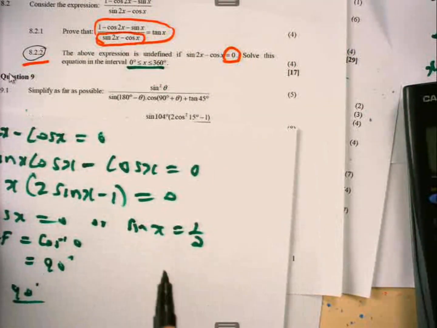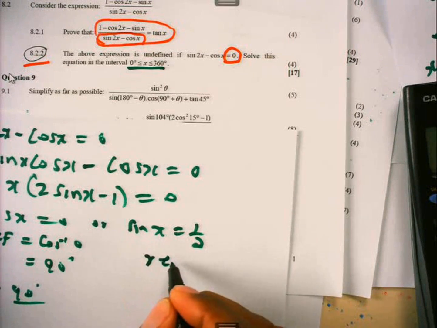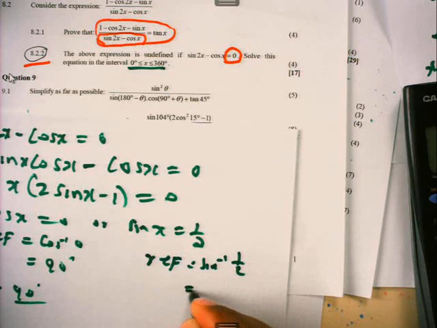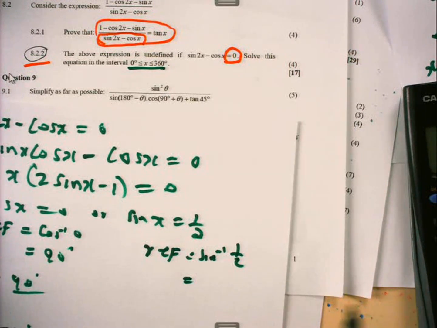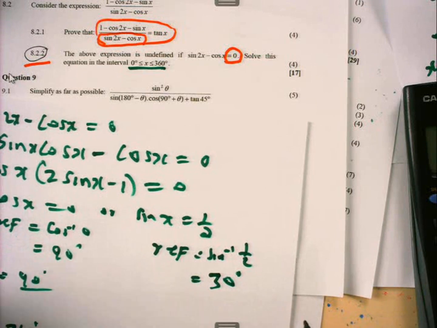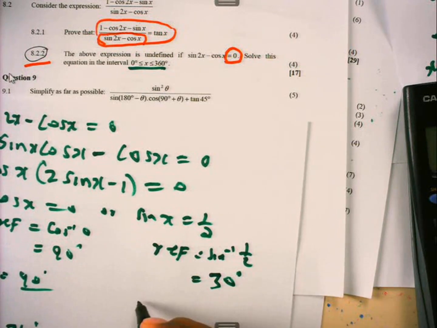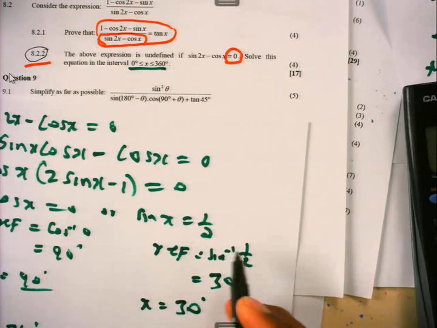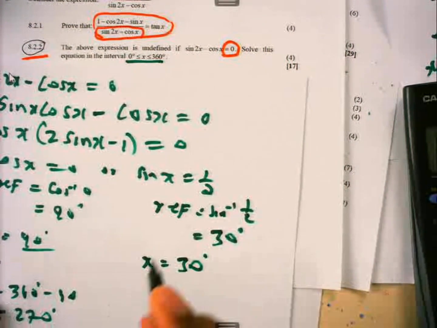And the other one also is on this side. The reference angle here, that is the inverse of sin 1 over 2 there. What is the inverse of sin 1 over 2? That is 30 degrees, right? That is 30 degrees. Good. Now from this one, you say x is equal to 30 degrees. Why 30 degrees? Because sin is positive in the first quadrant.